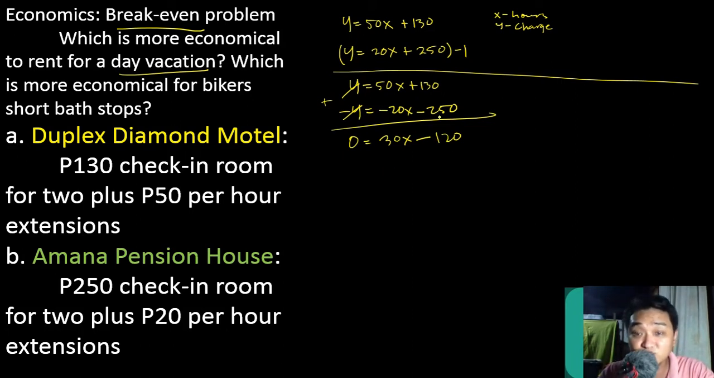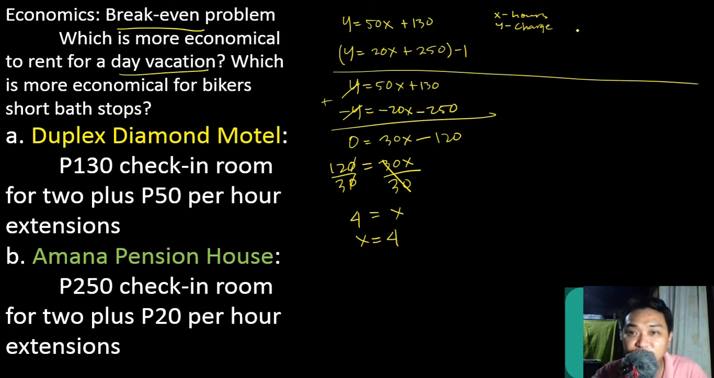Now, we could transpose 120 to the other side of the equation. That is, 120 is equivalent to 30x. And let us divide both sides by 30. So, divide this by 30. Cancel 30. What remains here is x. Cancel those zeros, and 12 divided by 3 is 4. Or x is equivalent to 4.